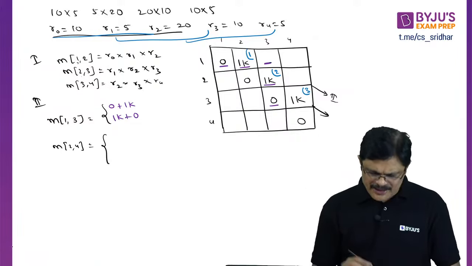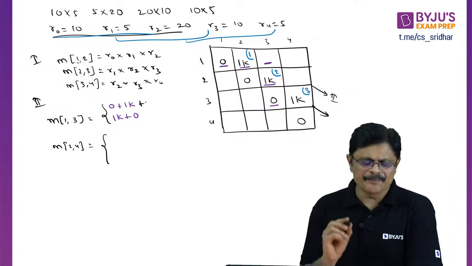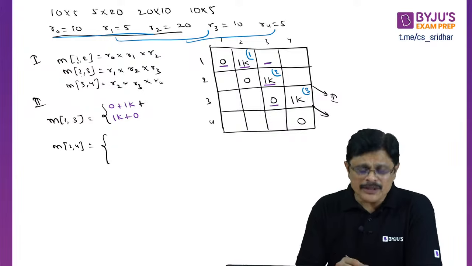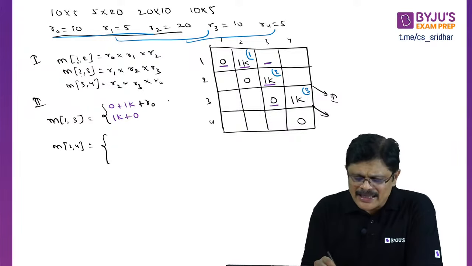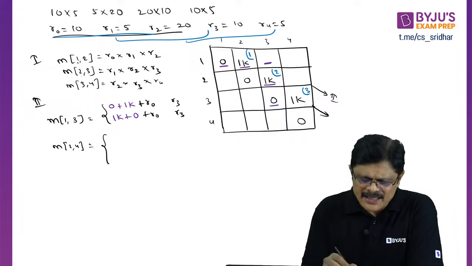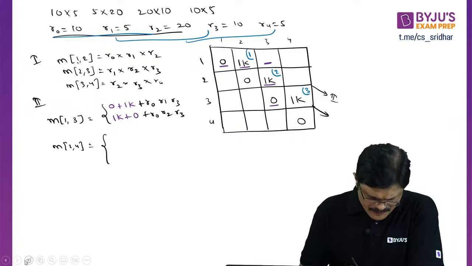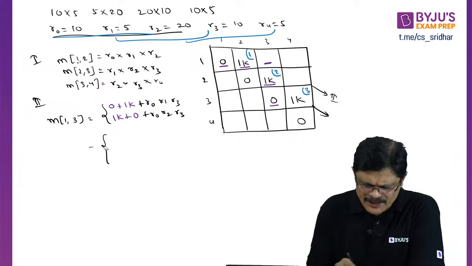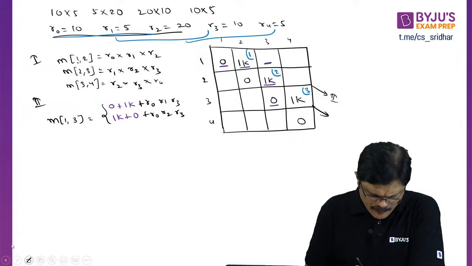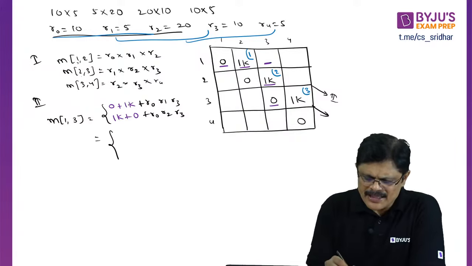Now here, these values are very simple, sir. When you are going from 1 to 3, this is R0 and this is R3. These two are fixed, sir. R0 and R3 are fixed. The intermediate value will be either R1 or R2. So this time let me write down one more step. Next time onwards we directly write from that. This would be what? 0, 1K.